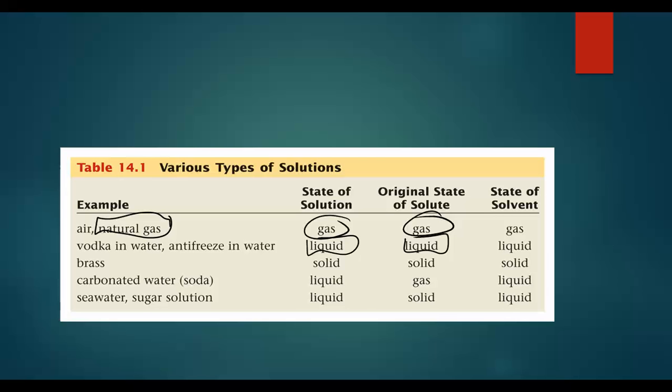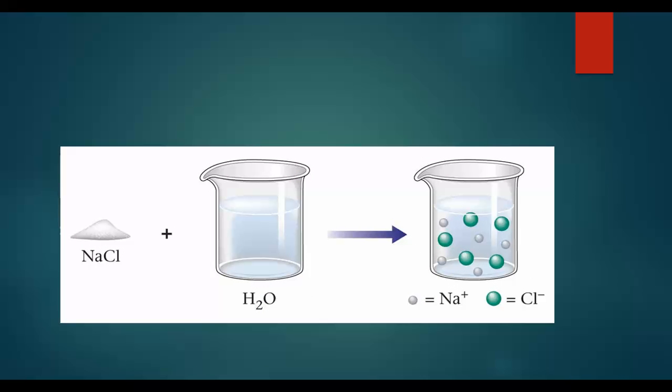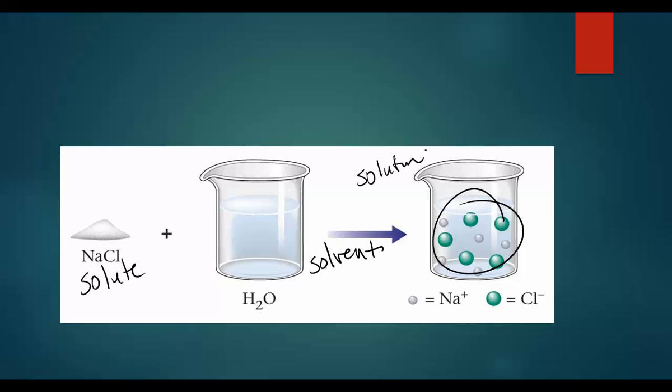All right. Carbonated water, gas dissolved in liquid. Sugar water, solids dissolved in liquid. Seawater, solids dissolved in liquid. So, what do we call the solids? That which gets dissolved, we call it the solute. And that which does the dissolving is called the solvent. So together, it's called a solution. Solute is dissolved by the solvent.